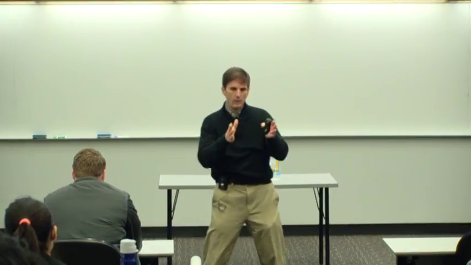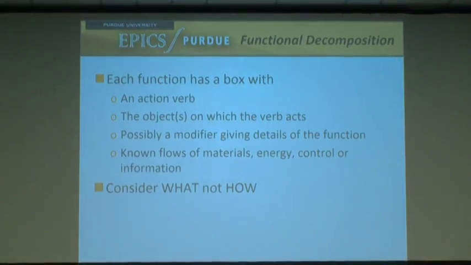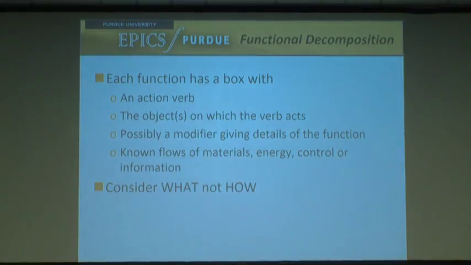Remember, we had the requirements. So if I think about this to say, okay, what are the ways to do this part? What are the ways to do this part? And an example here: each sub-function is going to be represented with a box. It's going to have an action verb, and then the object on which the verb acts, maybe a modifier. And the idea is that what flows through is materials, energy, control, information, and we're going to focus on what it does, not how.